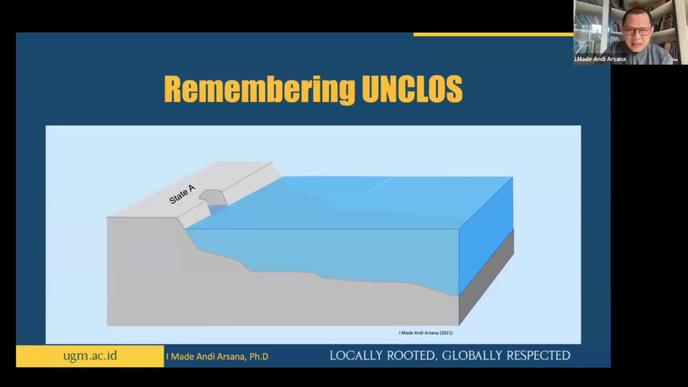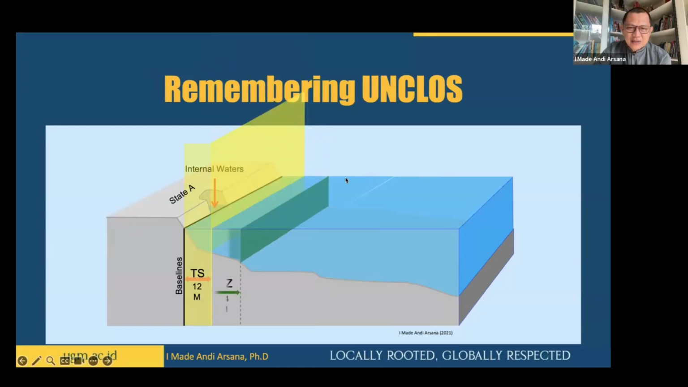Now, in general, what is a coastal state, like State A, entitled to based on the United Nations Convention on the Law of the Sea? So this is what we call baseline. Inside the baseline is called internal waters. Beyond that is the territorial sea for 12 nautical miles. And then beyond that is a contiguous zone for 24 nautical miles.